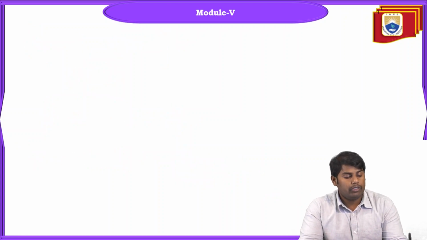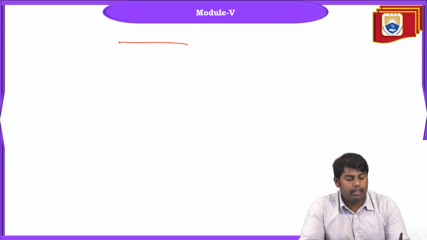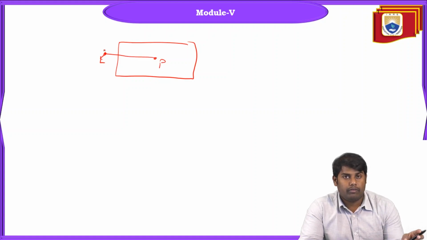So for 2D, what is happening? The same element we have to take. So what do we have? We have the point of interest P. This is at the east, sorry. This is at the west.